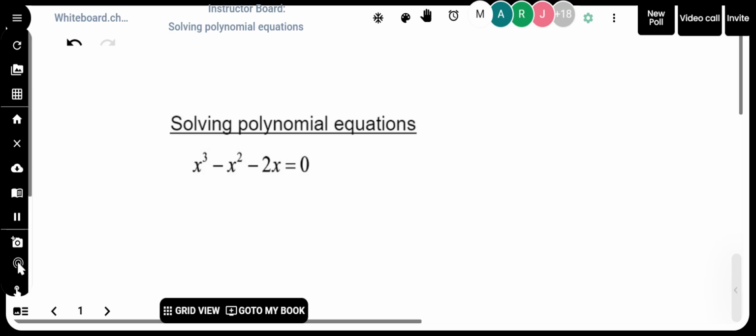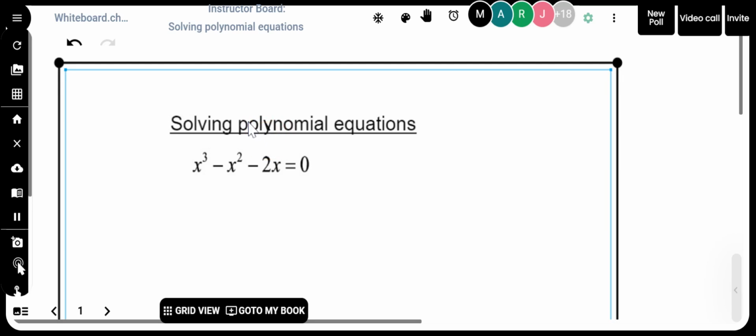So what I'm asking us to do is to solve a polynomial equation that looks like this, right? And I'm thinking, okay, you said to factor it. How exactly would I be able to factor this?